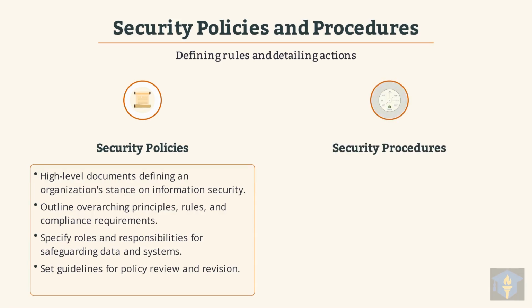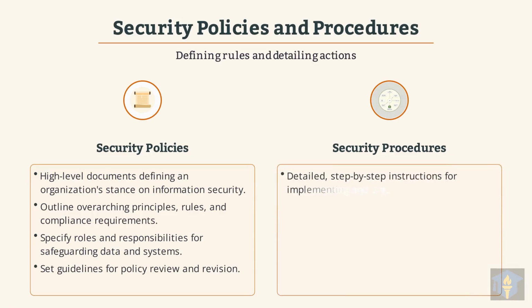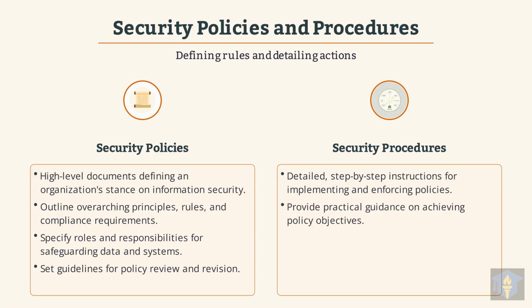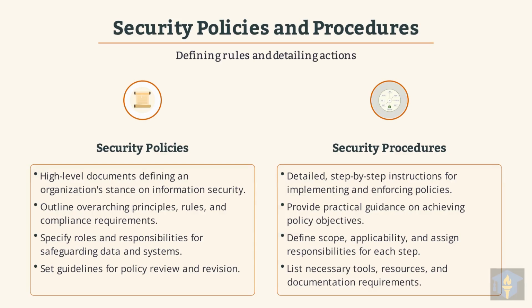Now, let's look at security procedures, which are the practical implementation guides. These are detailed, step-by-step instructions for effectively implementing and enforcing your security policies. Procedures provide practical guidance, ensuring that all policy objectives are consistently achieved. They define the scope, applicability, and assign responsibilities for every single step involved. Procedures also list all necessary tools, required resources, and crucial documentation requirements.